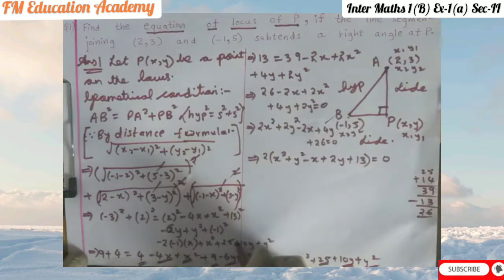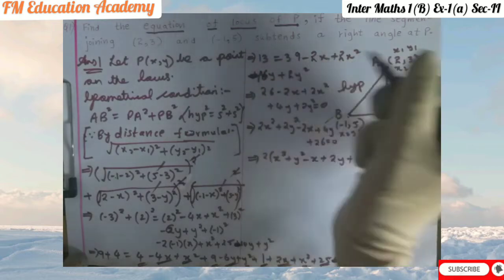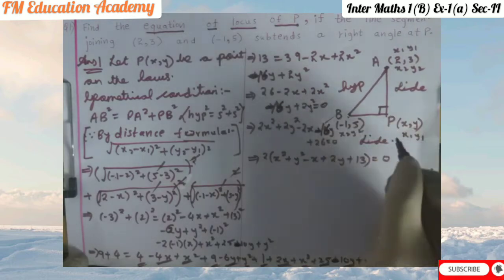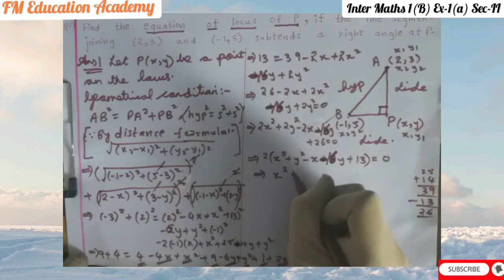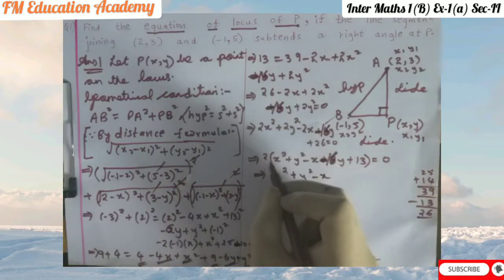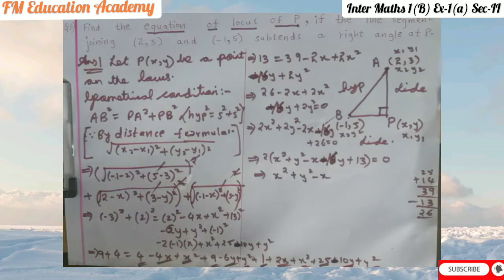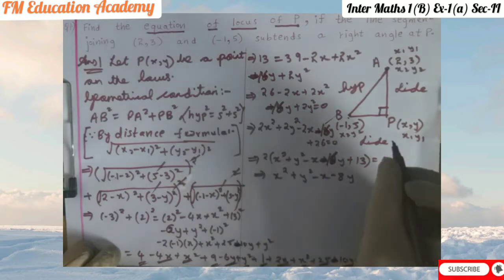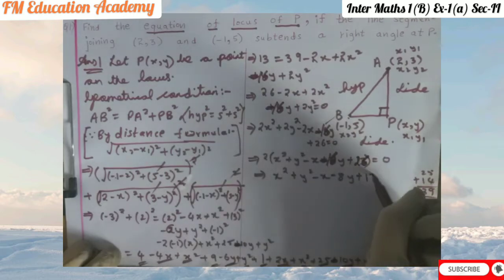Now if we take 2 common out, we will be left with x square plus y square minus x, because into 2 if it goes outside becomes divided by 2. So 0 by 2 is 0. So x square plus y square minus x minus 8y, because 2 8s are 16, plus 2, this is here we have 26, right? So 2 1s are 2 and 2 3s are 6, 13.